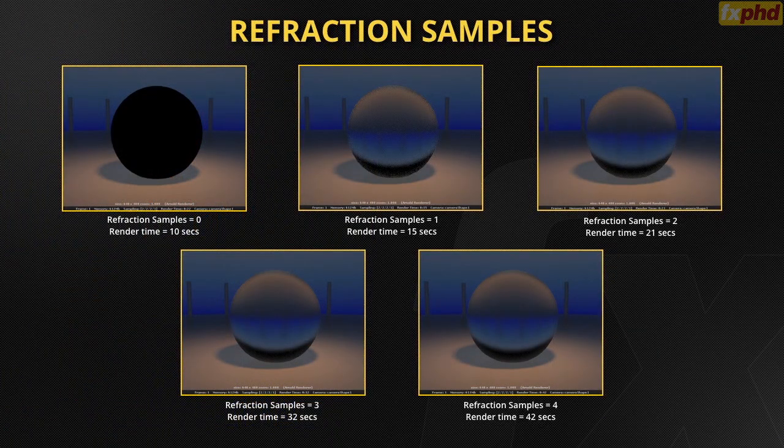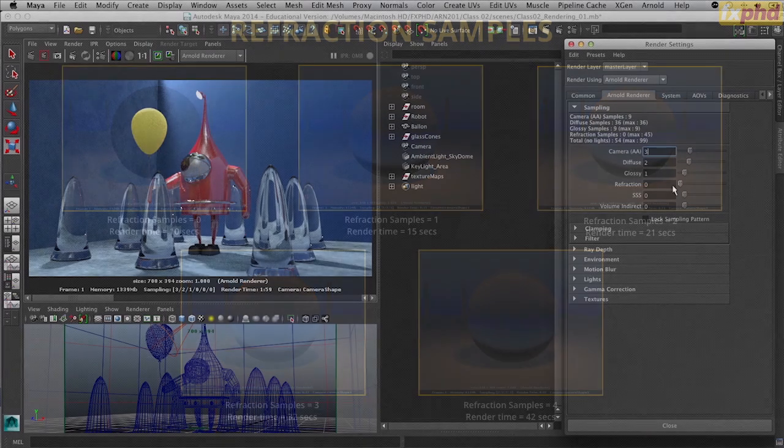So if we go across to Keynote again, we look at refraction, you can see with our refraction sample set to 0, we don't get any refraction rays, and therefore we don't actually see anything through our object. When we set them to 1, we get a kind of noisy refraction taking place, and as we increase it, that noise obviously reduces. So again, back to Maya.